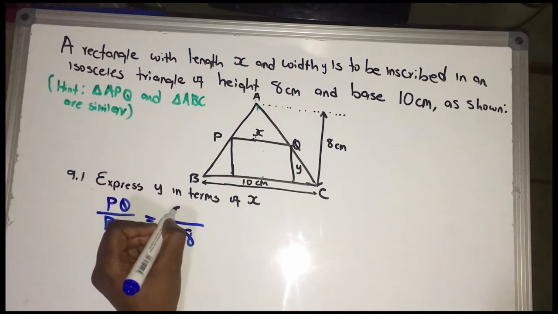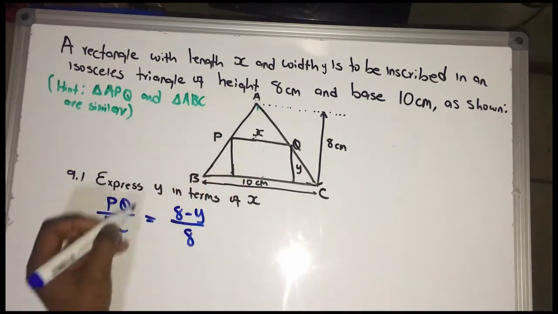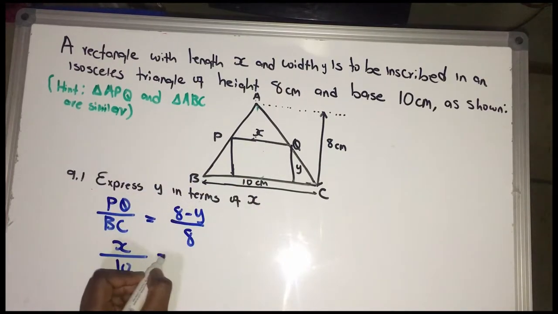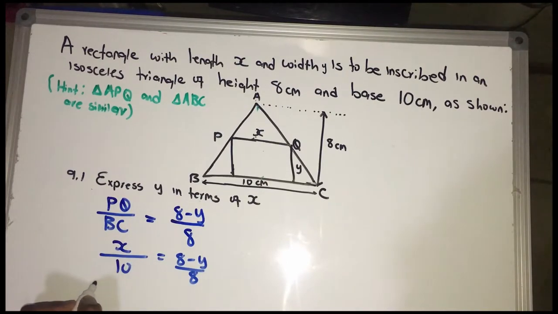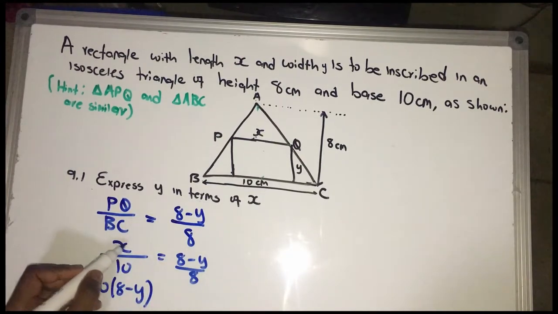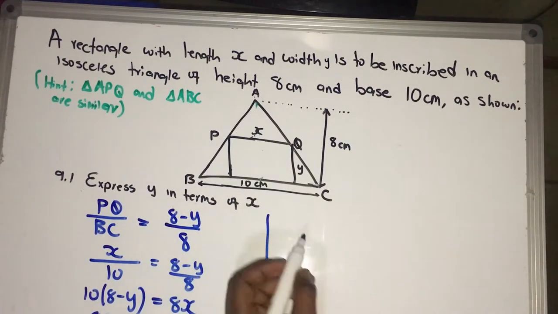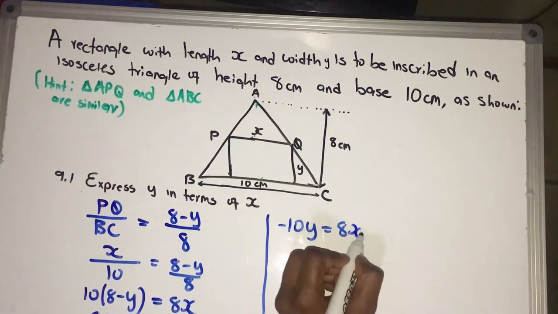If y and then the overall is 8, so it is 8 minus y. Okay, so that's 8 minus y. So gradually substitute this one PQ is x, and then BC is 10, so that equals 8 minus y over 8. So now we express y in terms of x, we cross multiply. So we're gonna 10 into 8 minus y, multiply, and then multiply roughly gonna 8x. So minus 10y equals 8x minus 80.